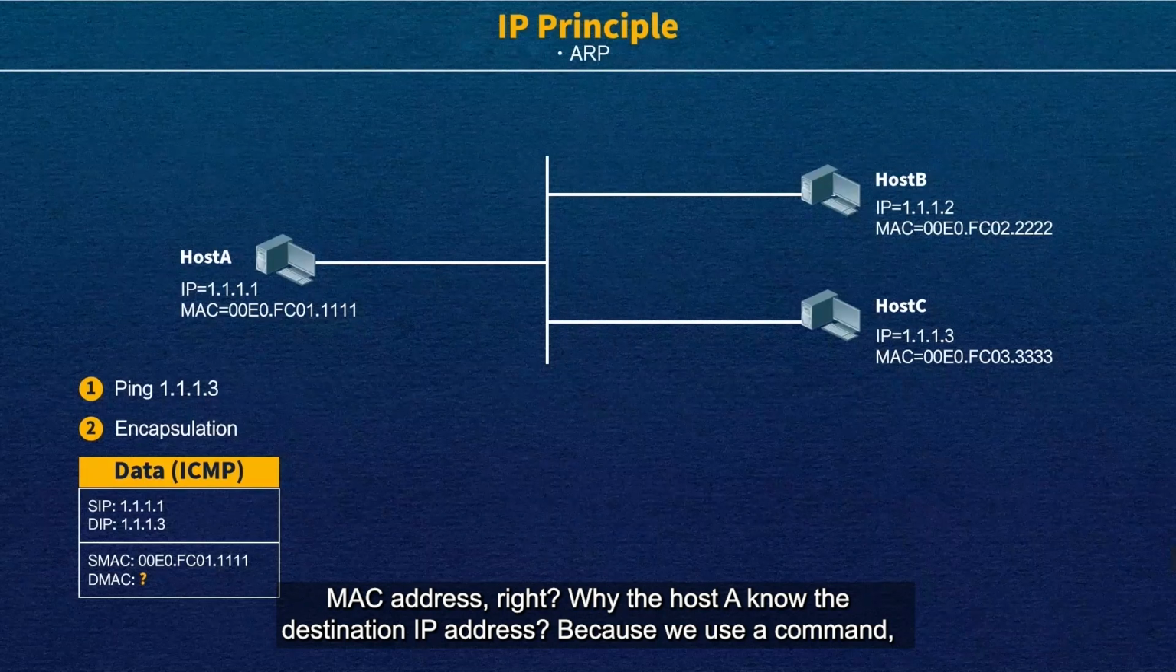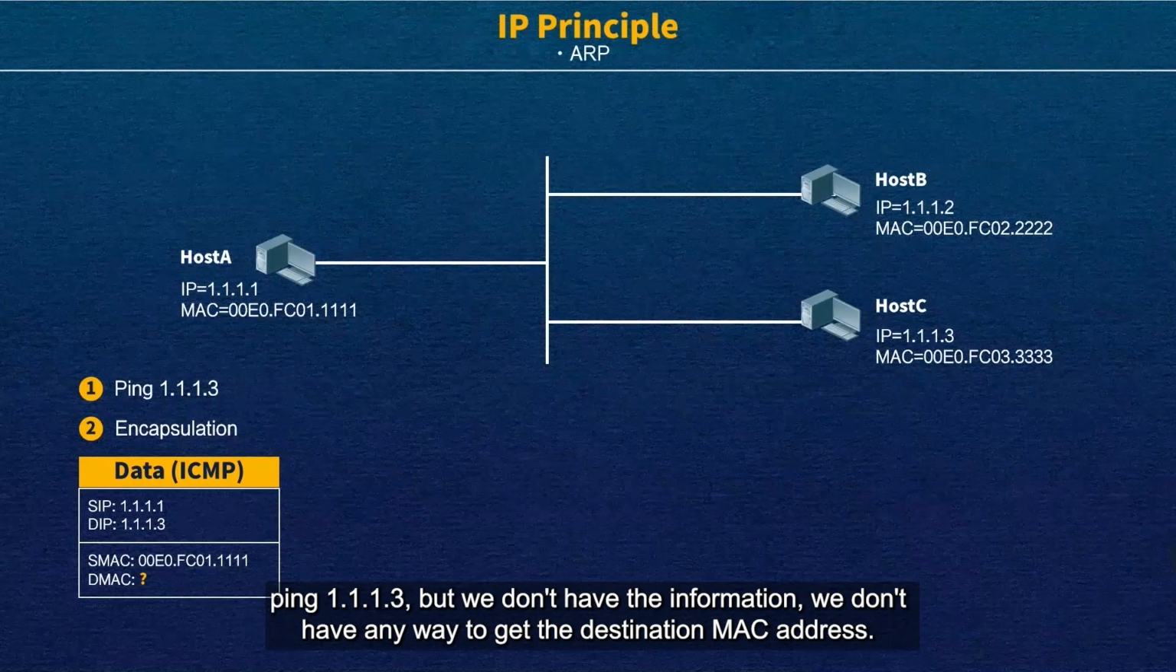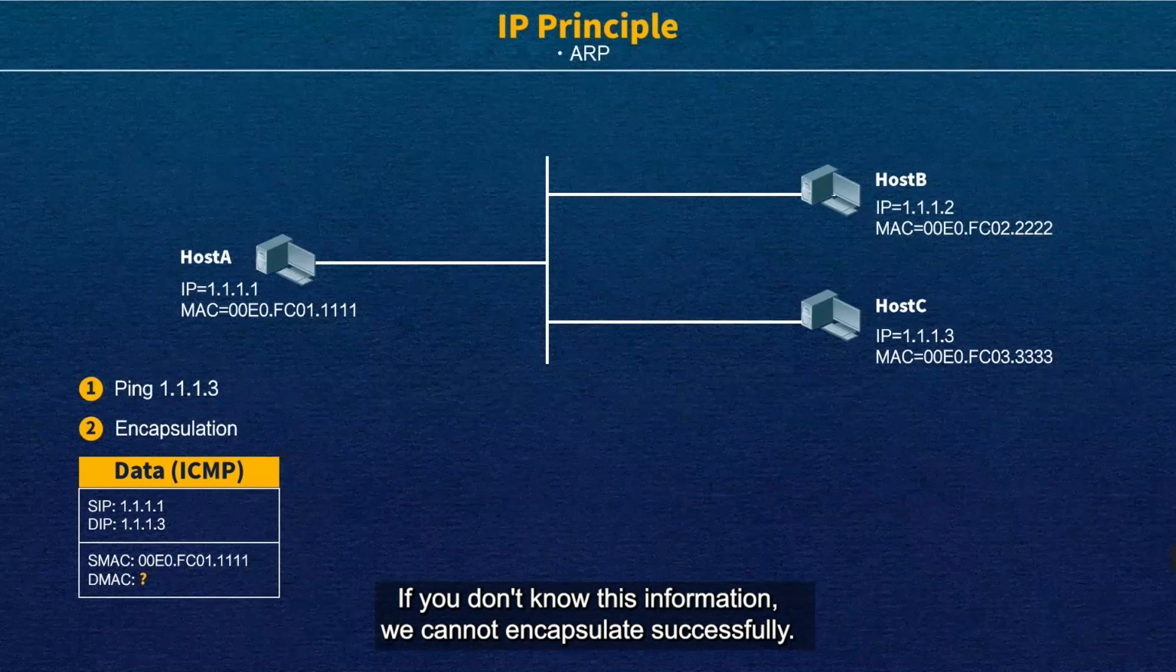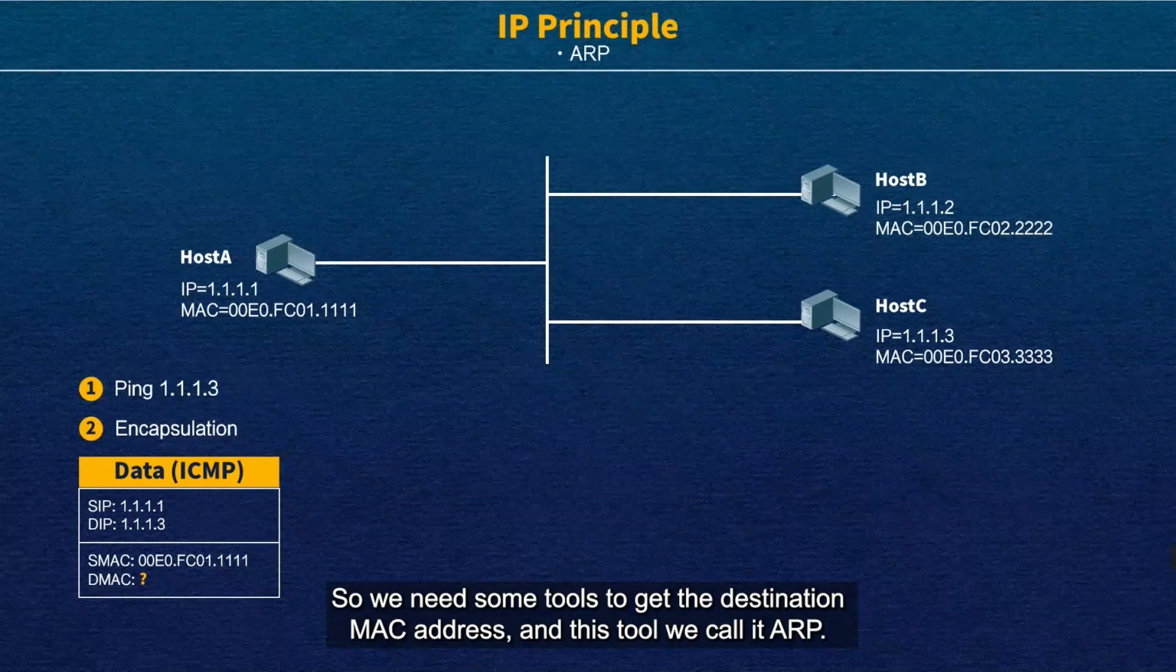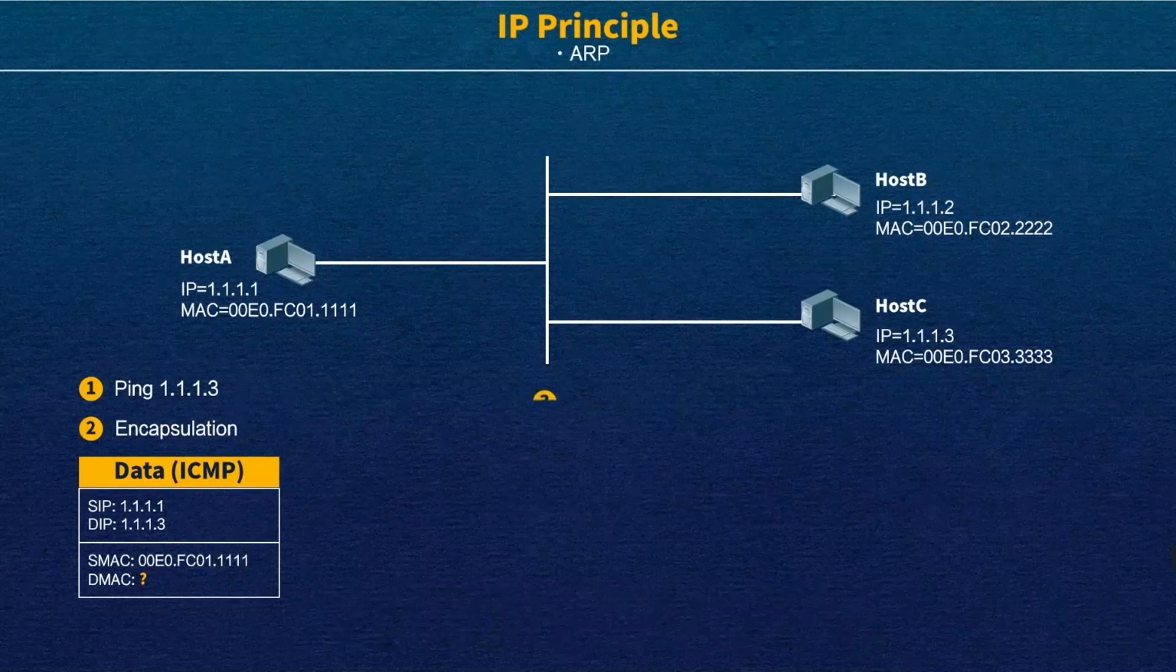Why does host A know the destination IP address? Because we use the command ping 1.1.1.3. But we don't have the path, we don't have any way to get the destination MAC address. If we don't know this information, we cannot encapsulate successfully. So we need some tool to get the destination MAC address. And this tool is called ARP.